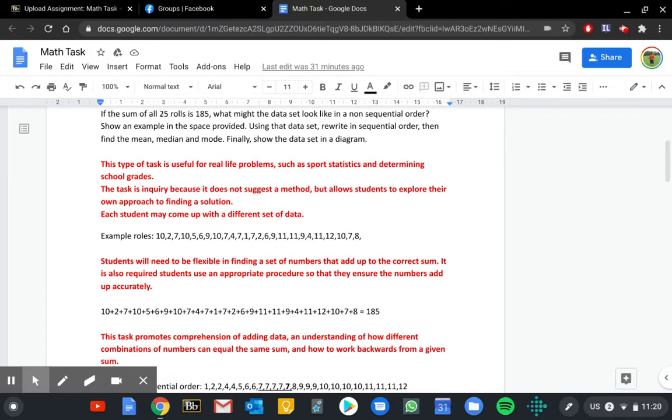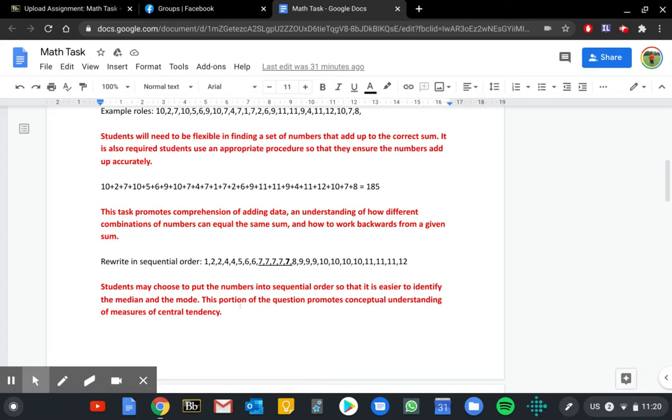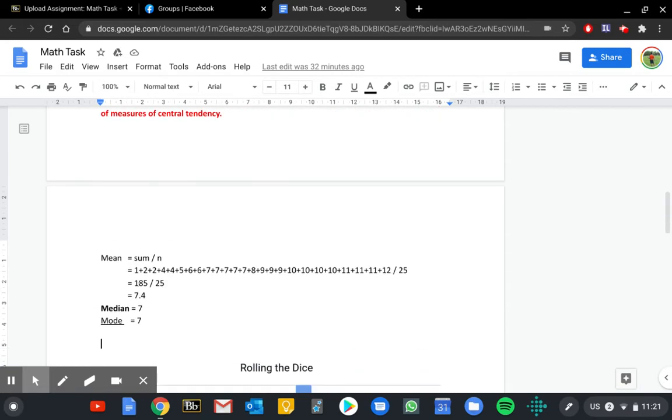Next would be conceptual understanding. So this type of task promotes comprehension of adding data, an understanding of how different combinations of numbers can equal the same sum, and how to work backwards from a given sum, as well as a comprehension of mean, median, and mode. So finding that in the data set.